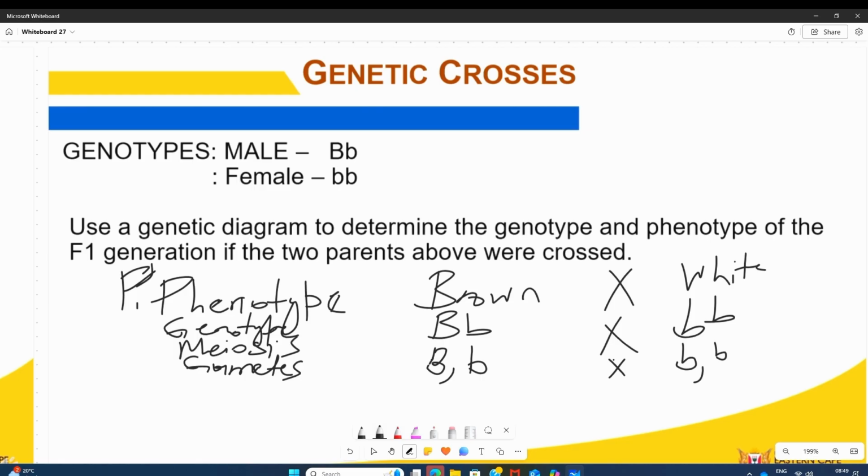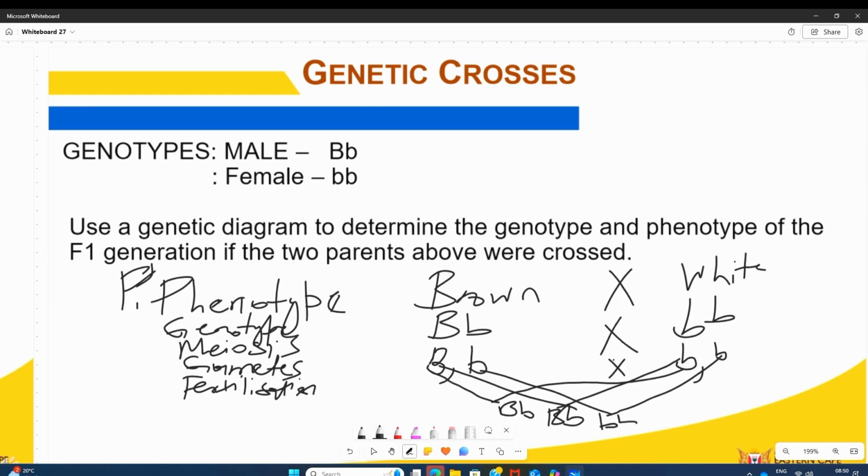Now, fertilization occurs. Fertilization, which is the fusion of a female gamete and a male gamete, gives us a heterozygous individual. Another one will also give us a heterozygous individual. The third one will give us a homozygous and also a homozygous. So these are the 4 possible offspring that we have.